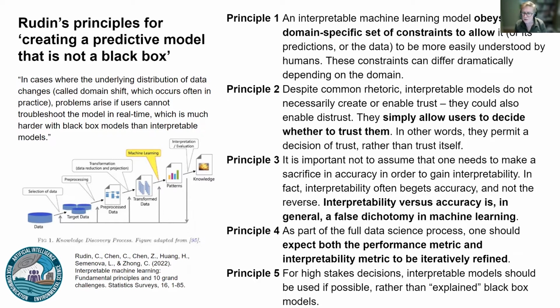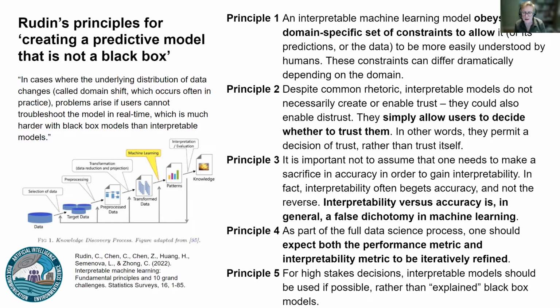So the 5 principles that they lay out here are intended to help use AI models and interpretable models in the knowledge discovery process so that the user can help create new science, create advances in what we know about the environment. The first principle is that an interpretable machine learning model should obey a domain-specific set of constraints to allow it or its predictions or the data to be more easily understood by humans, continuing this theme that Mariana just talked about. These constraints can differ very dramatically depending on the domain, and in the environmental context, the constraints that have been discussed most frequently have been physics constraints, but there are others.